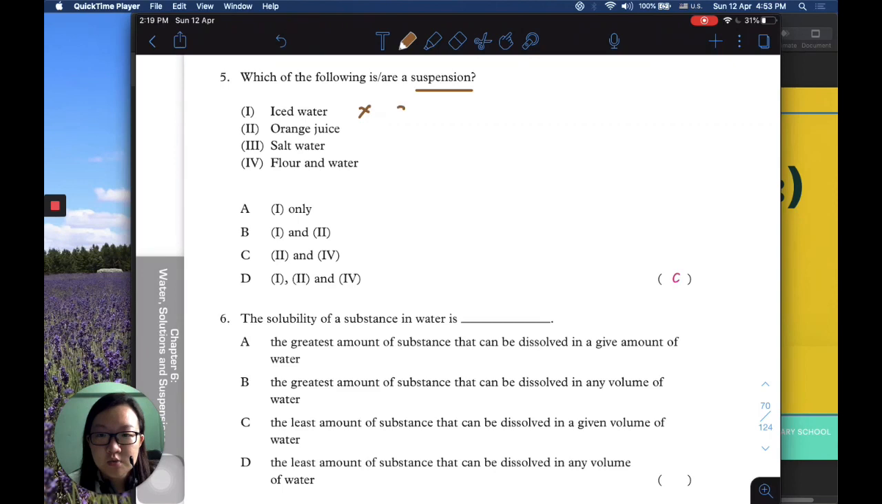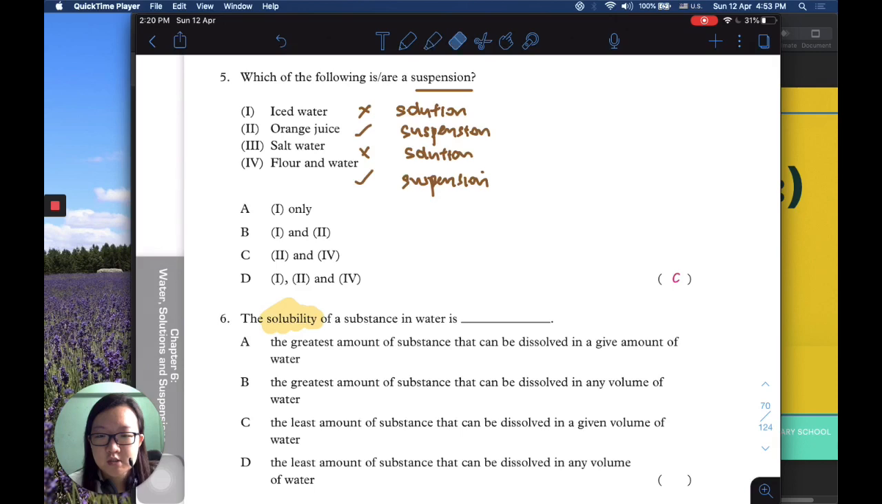Option 1, iced water. This is a solution. Okay, in fact, it's just ice in water. Option 2, orange juice. This is a suspension. So you have the orange pulp and everything that's being suspended. Option 3, salt water. Salt is definitely a solution as we have learned. Flour and water, this is a suspension. So answer is C, option 2 and 4.